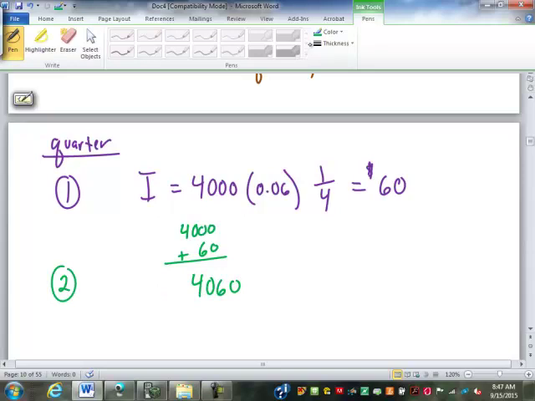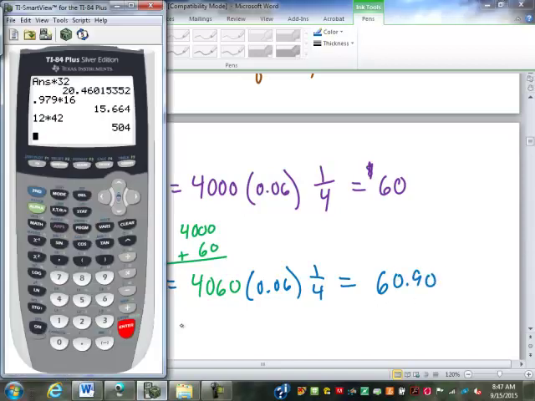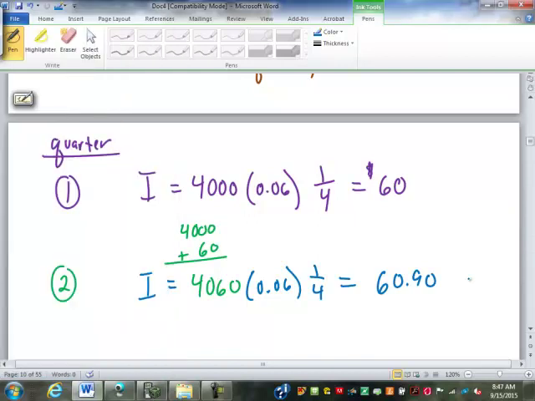And to start my second quarter, my interest is going to be figured off of that $4,060. So 4,060 times 0.06 times 1/4 is going to be... careful, that's $60.90, I believe. Let me check. See if you guys can beat me to it. It is $60.90. Perfect. Thank you. So we get $60.90 interest there. Notice it's a little bit more because we had the interest from last time.